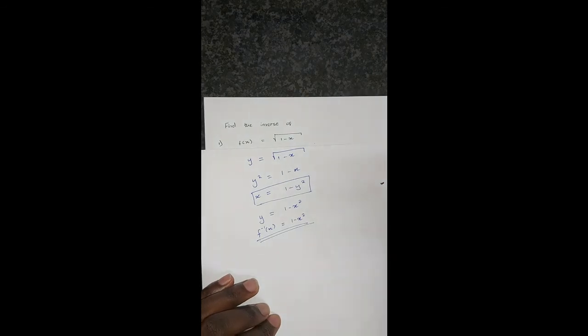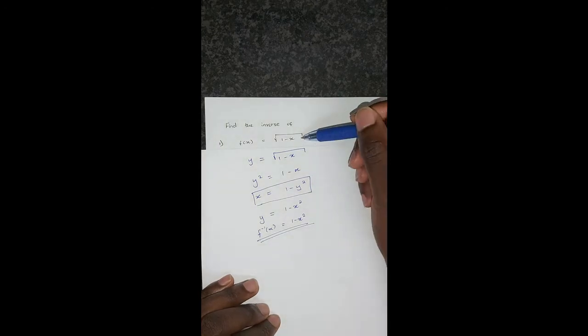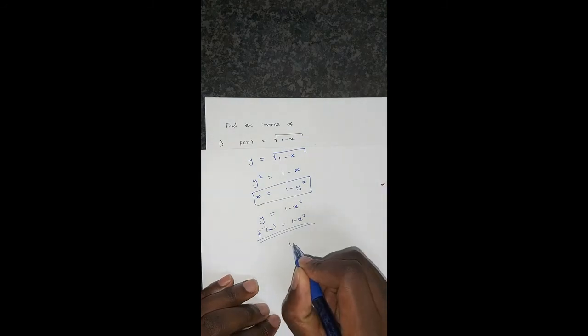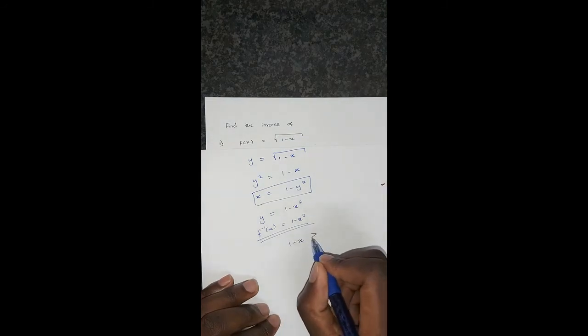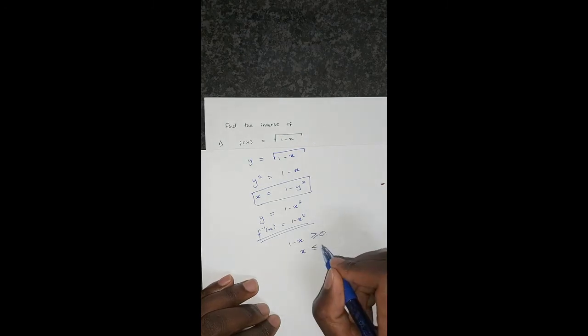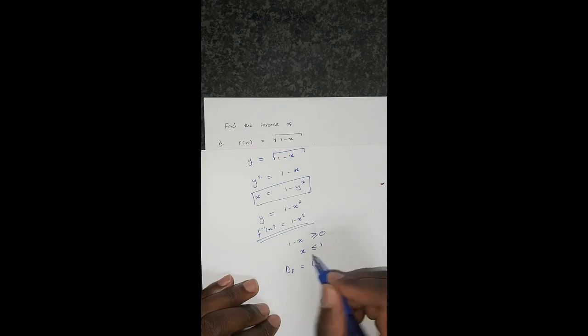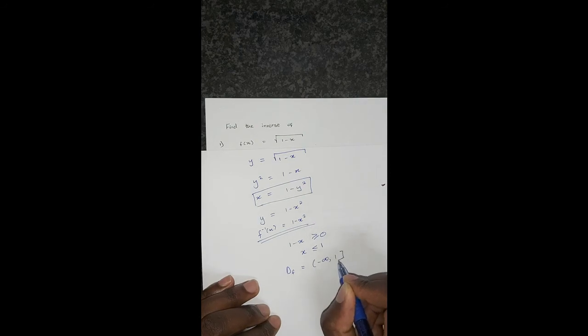So when they ask you to get the domain and the range of your function, you see that with this one, our domain would be 1 minus x being greater than or equal to 0. Therefore, x is less than or equal to 1. Okay, so the domain of our function will be x less than or equal to 1. So it's negative infinity up until 1 included.